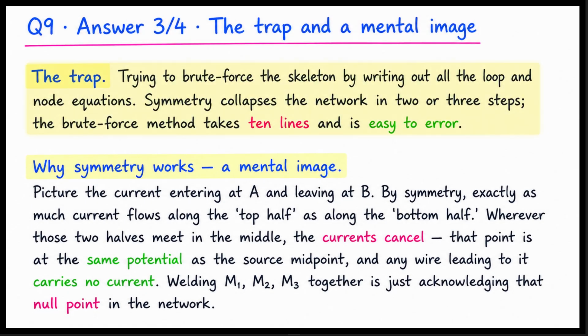The trap is to brute force the 4-resistor square by writing out all the loop and node equations. That works, but it is 10 lines and easy to error. The symmetry method gets the same answer in 3 visual steps plus 1 line of arithmetic.